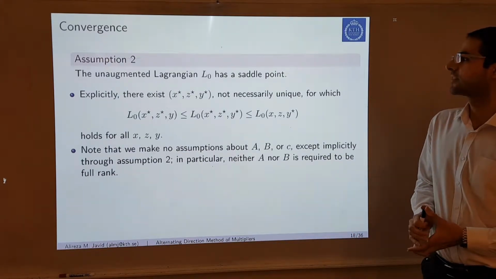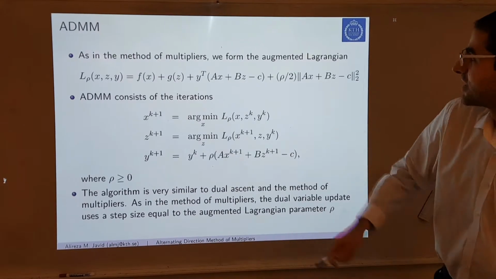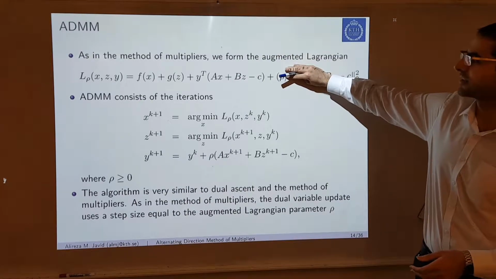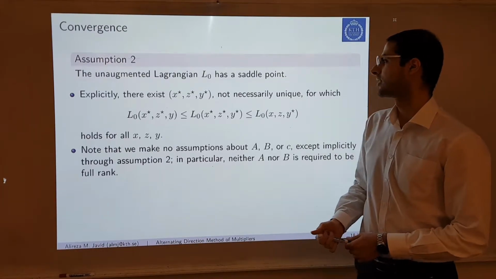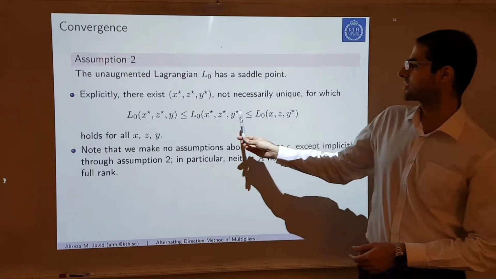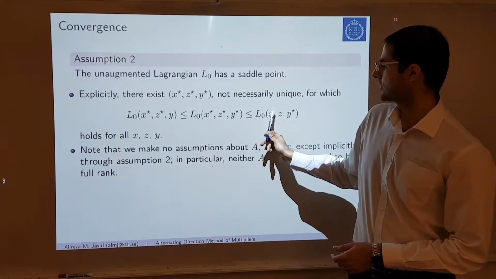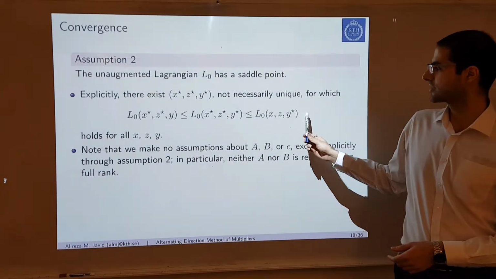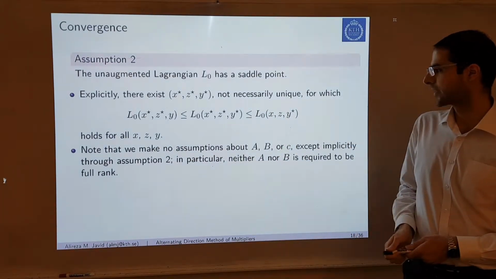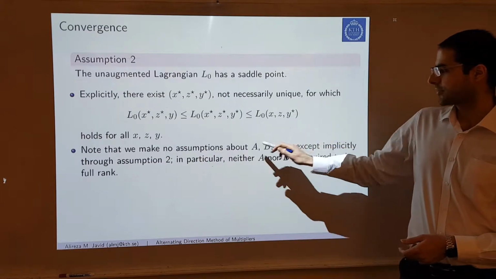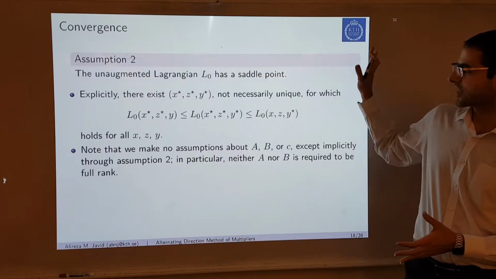The second assumption is that the Lagrangian L0, if you recall, is this Lagrangian without the penalty term. This is the meaning of L0. We assume that it has a saddle point. Explicitly, it satisfies this condition. It has a minimum over x and z, if you notice, because we are assuming that f and g are convex. And in terms of y, it is a linear function, so we assume that it satisfies it. In particular, we are not making any assumption on A and B. We don't require them to be square or full rank or anything.